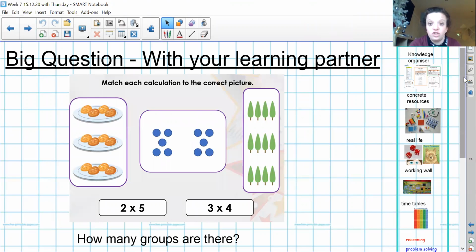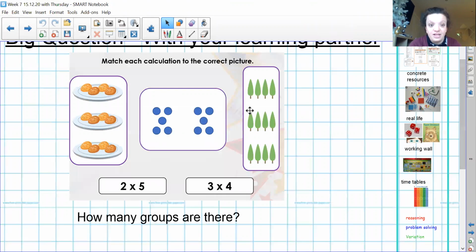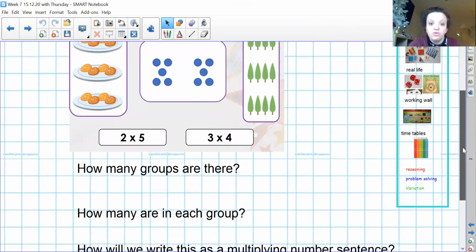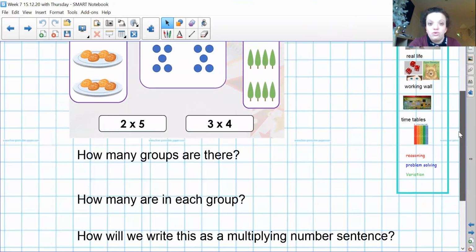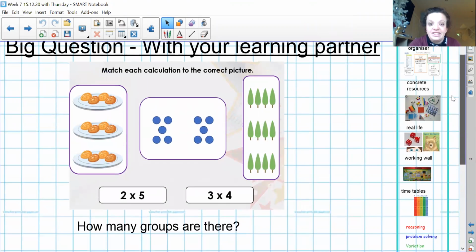So here's our big question with your learning partner. Here are some pictures and there's some calculations underneath. Which pictures match with which calculation? So remember these questions. How many groups are there? How many are in each group? And what will the multiplying number sentence be? So pause your screen and match them together.